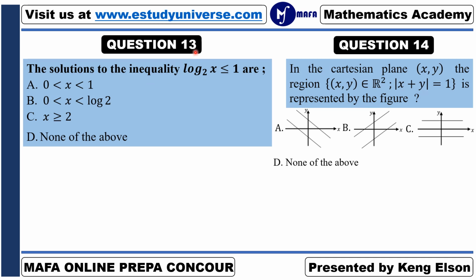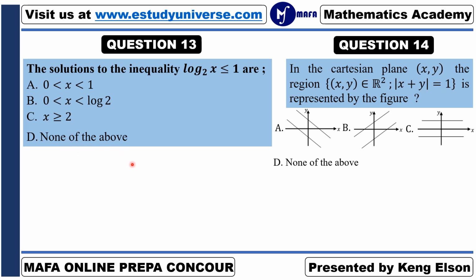Alright, question 13. The solutions of the inequality logarithm to the base 2 of x less than or equal to 1 are: option A, 0 is less than x less than 1. Option B, 0 is less than x less than log 2. Option C, x is greater or equal to 2. And option D, none of the above.